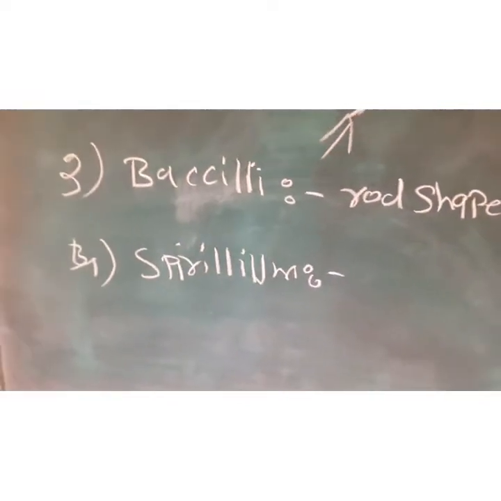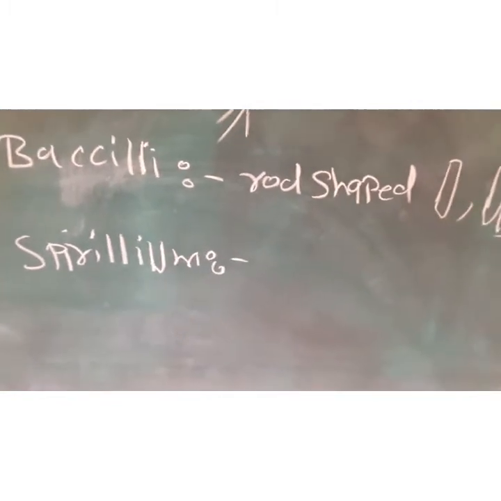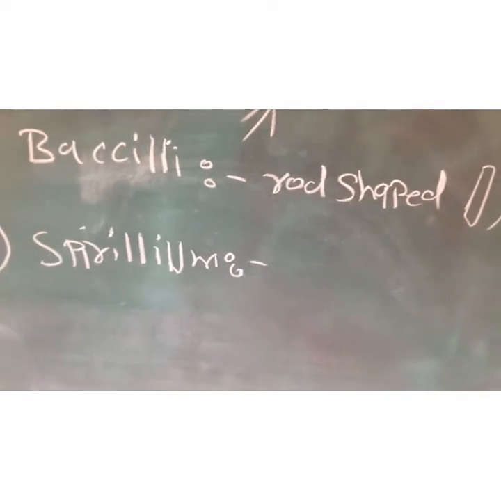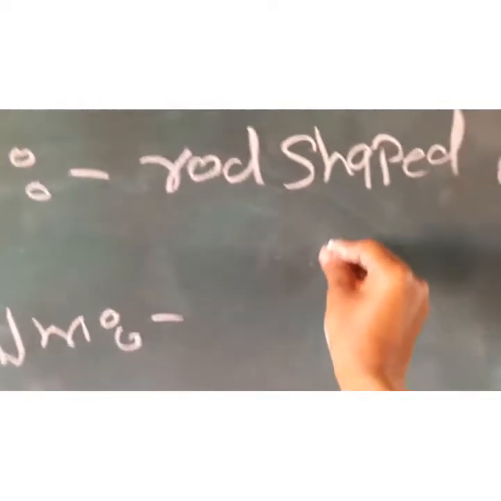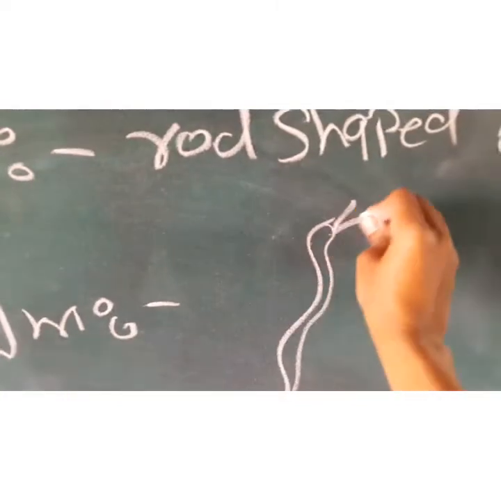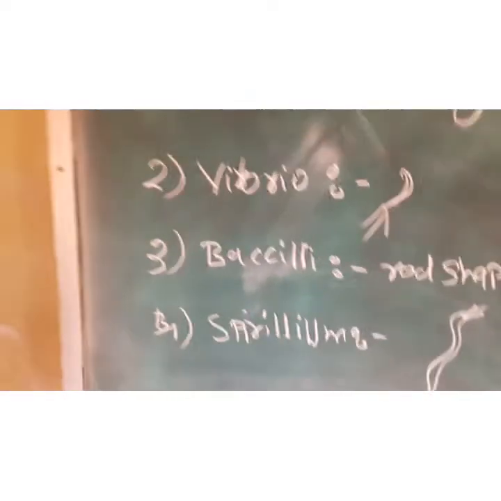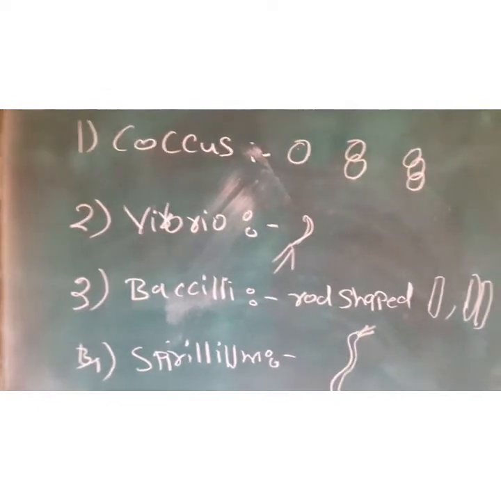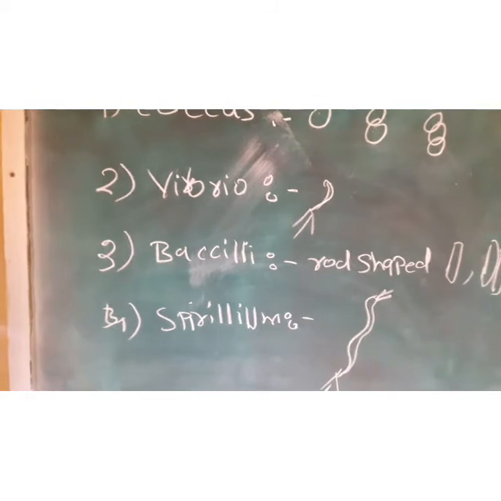Next is spirillum. Spirillum means their structure is spiral or coiled. The spiral forms are usually rigid and bear two or more flagella at one end or at both the ends. So this type of structure. So these are the four structures on the basis of shape. The bacteria are classified into coccus, vibrio, bacilli, or spirillum.